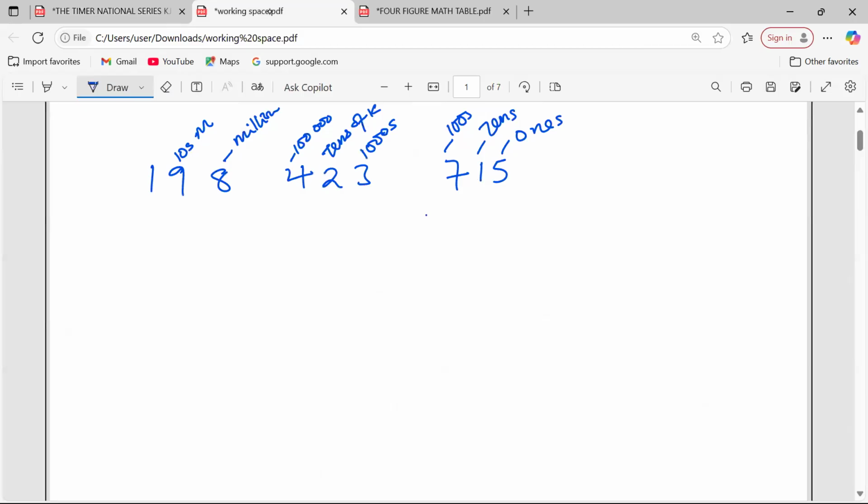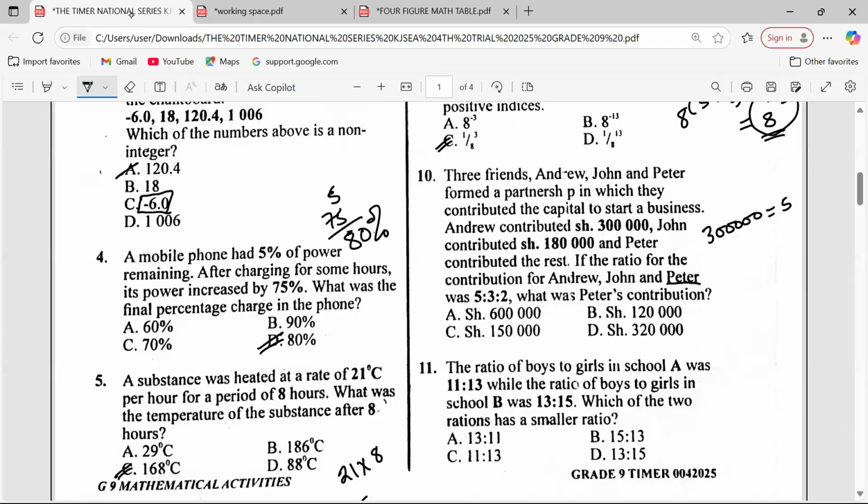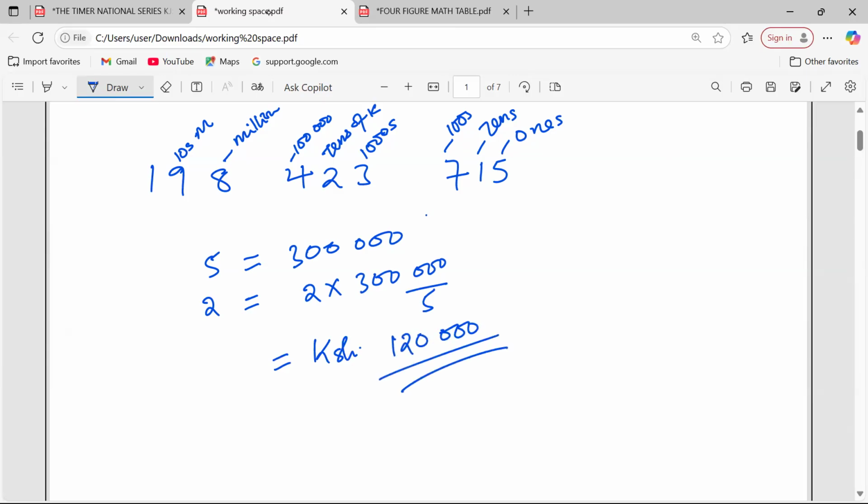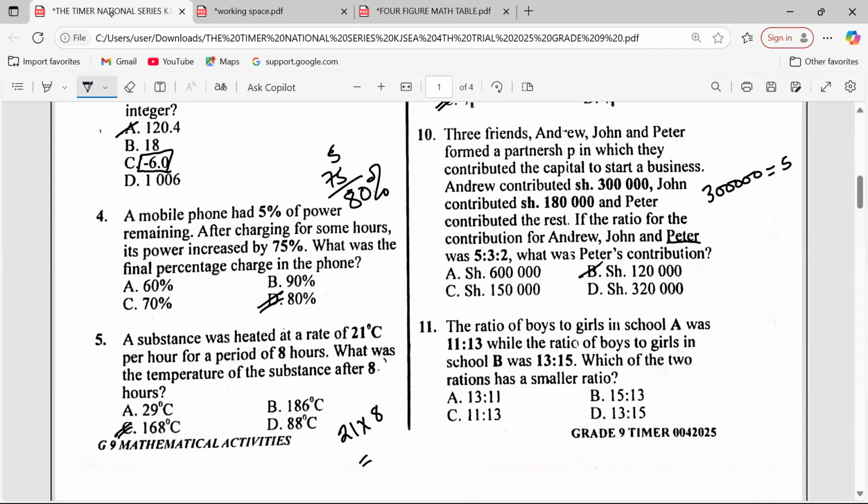Let me work out here. 5 proportions of Andrew, 300,000. What about the 2 proportions of Peter? So 2 shall be 2 times 300,000 out of 5. This gives us 120,000, making B the most appropriate.